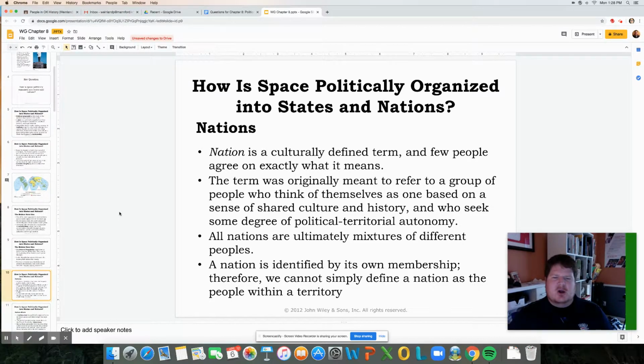All nations are ultimately mixtures of different peoples. This is true. A nation is identified by its own membership. Therefore, we cannot simply define a nation as the people within a territory. So we have to understand that nation sometimes isn't referring to everybody in the country. A nation is mostly referring to a specific type of person.